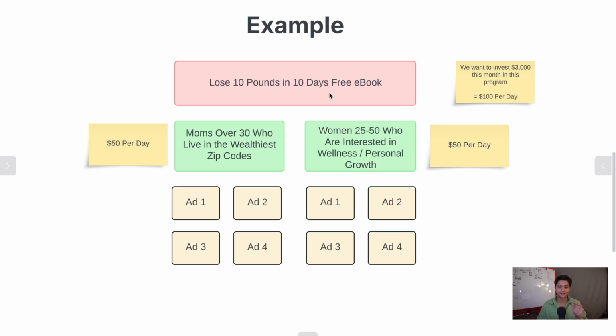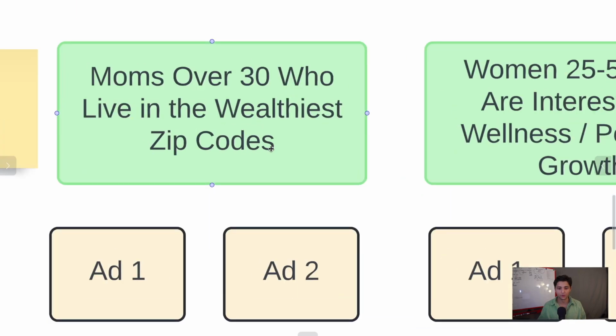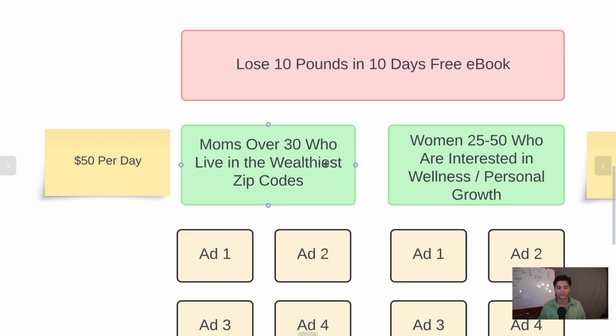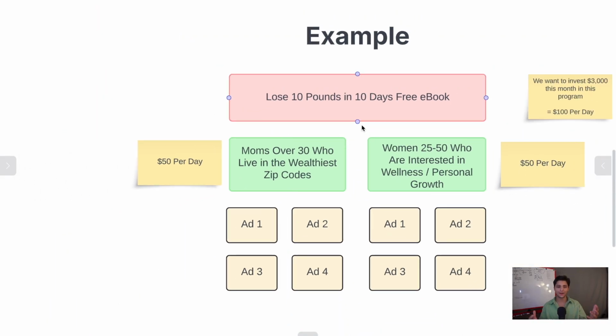Okay, so like I mentioned, the ad set level is where we're doing our targeting. On the left side here, we have moms over 30 who live in the wealthiest zip codes, right? In the ad manager, I would literally target parents as the interest. I would choose gender being woman, and for the age bracket I can do 30 plus to, let's say, 50. And then zip codes, I could target the wealthiest zip codes. What I would do is just go on ChatGPT. If this is you, for whatever reason, let's say you're a coach, that's what you would do, okay?